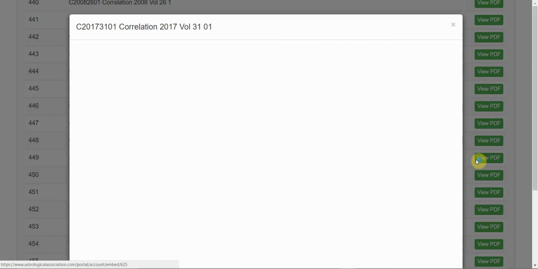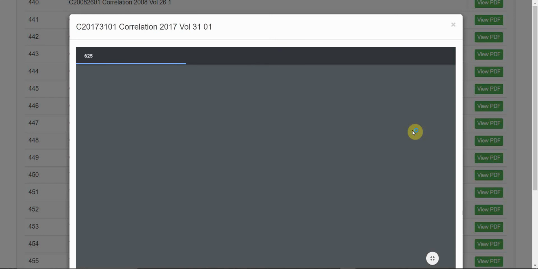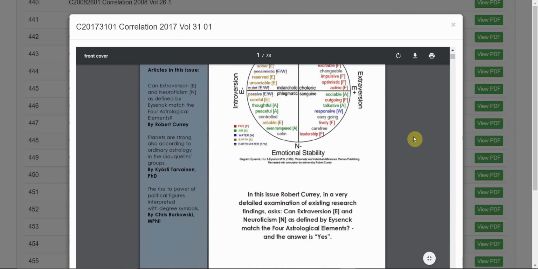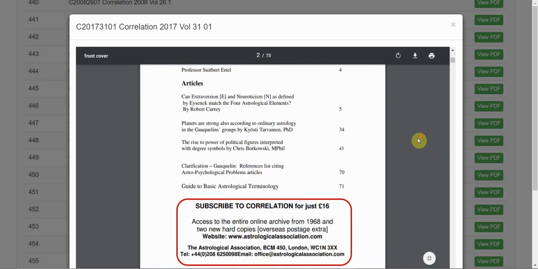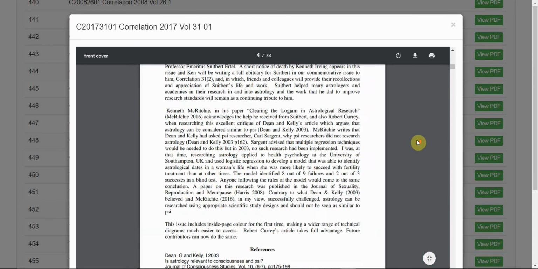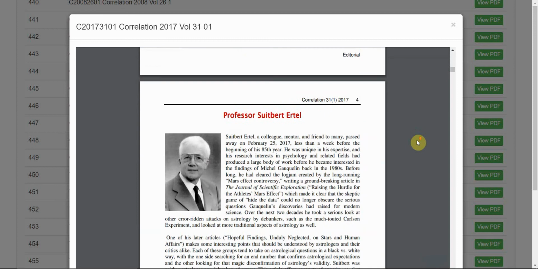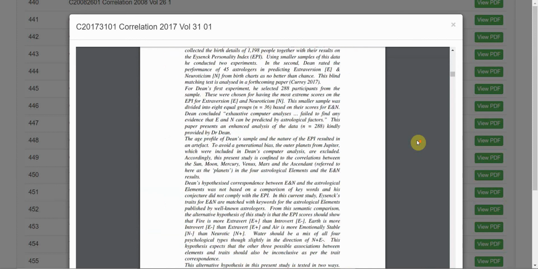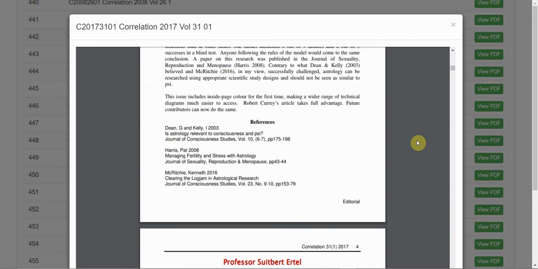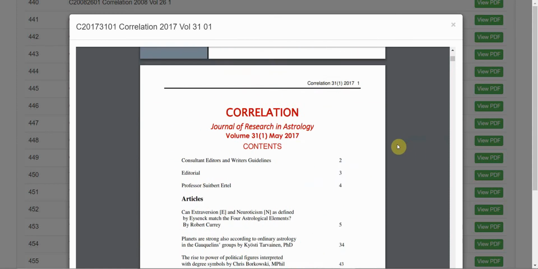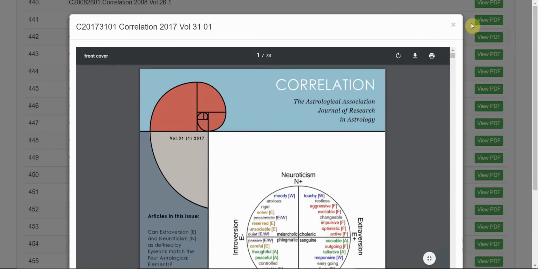This is the latest one, and this will give you an idea of the way that Correlation is going. Again, we're having a full colour Correlation. It's a brilliant article by Robert Curry. There's a little bit of colour inside. There will be more colour in the next issue and the next issues from now onwards. So if you are interested in astrological research, then I do encourage you to subscribe.